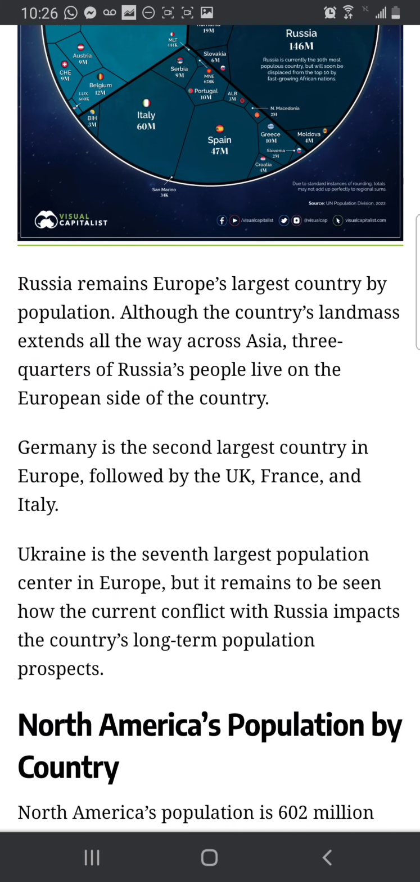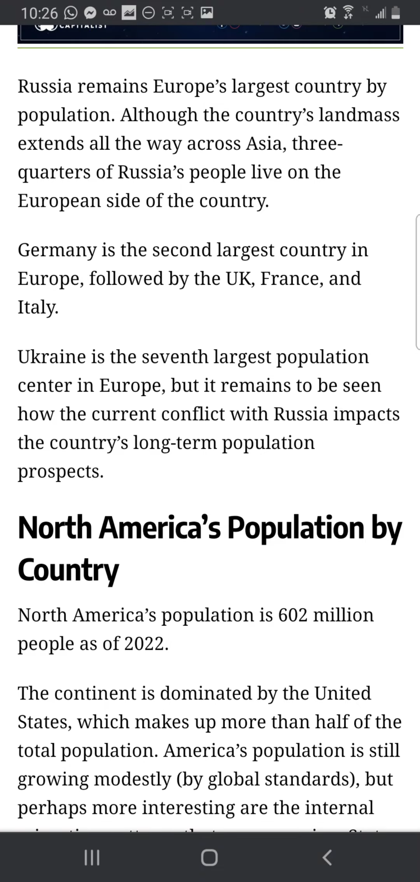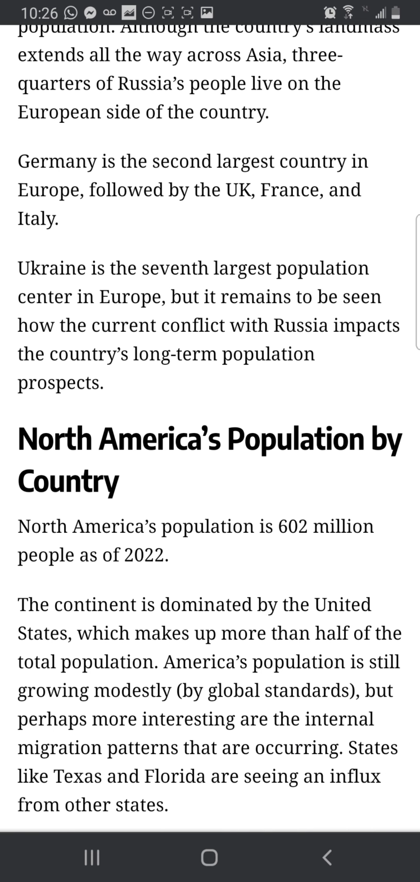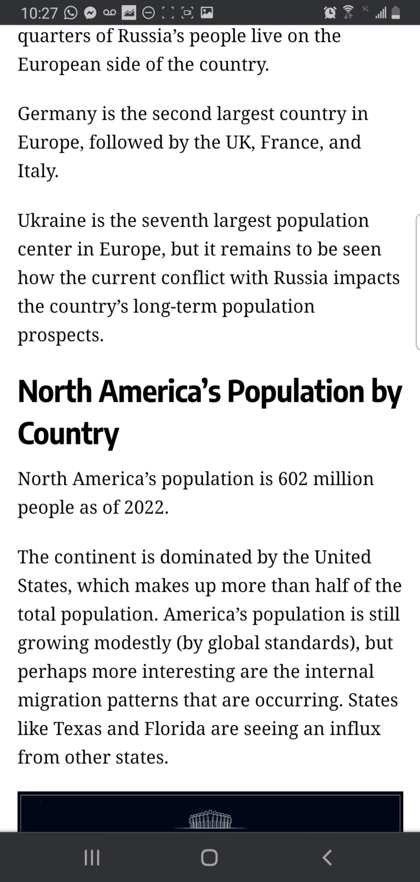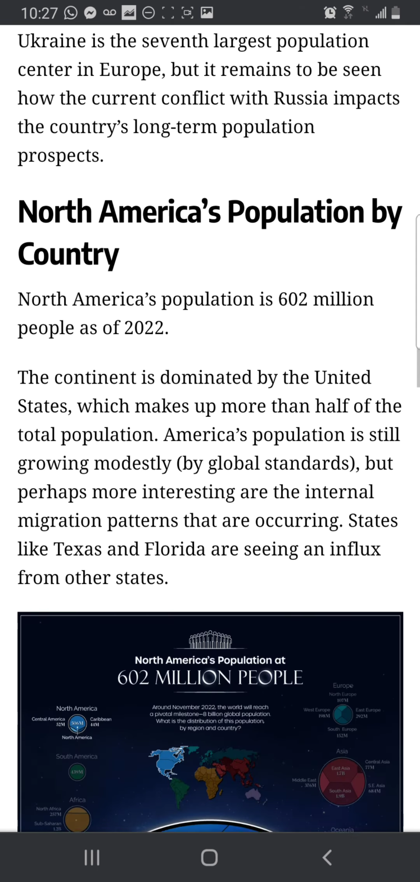Russia remains Europe's largest country by population, although the country's landmass extends all the way across Asia. Three-quarters of Russia's people live on the European side of the country. Germany is the second largest country in Europe, followed by the UK, France, and Italy. Ukraine is the seventh largest population center in Europe, but it remains to be seen how the current conflict with Russia impacts the country's long-term population prospects.